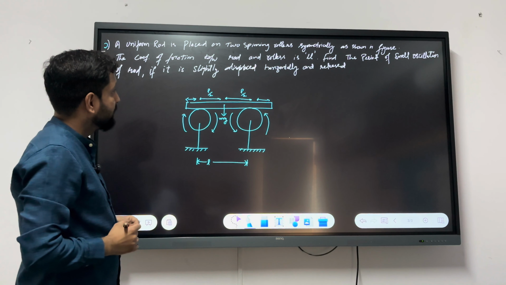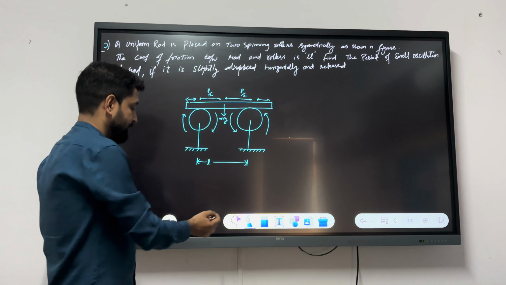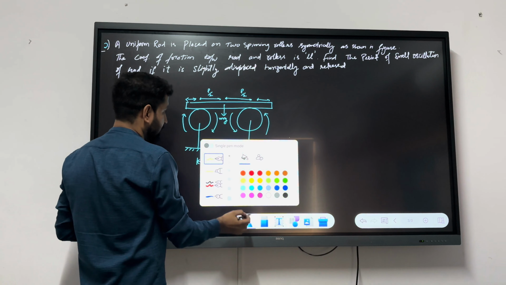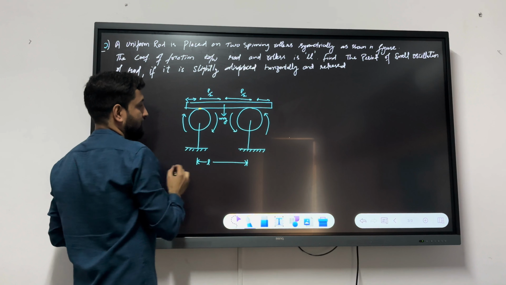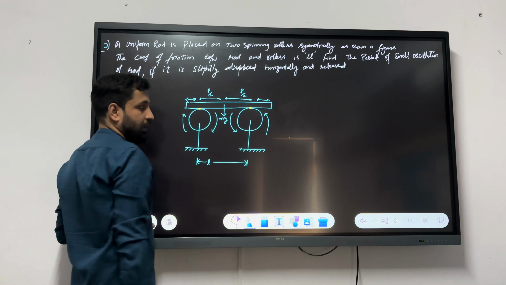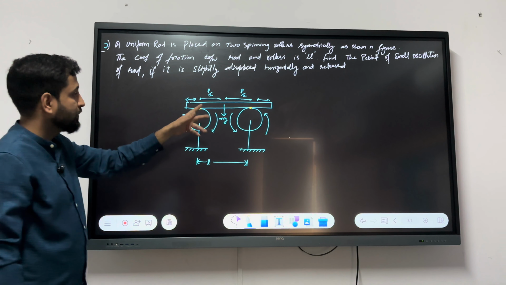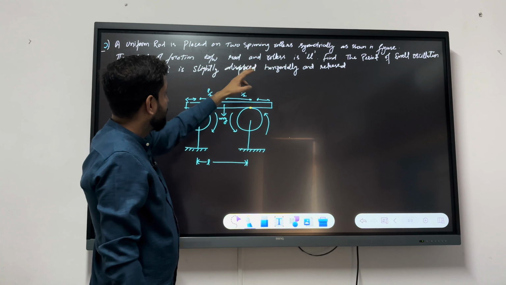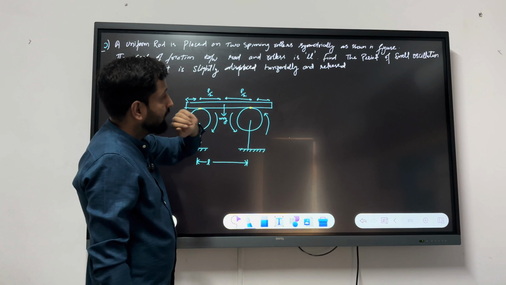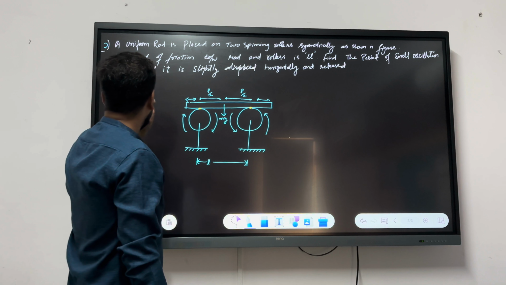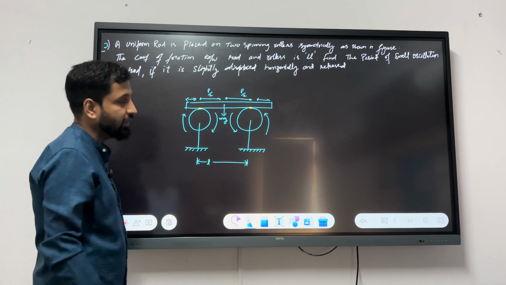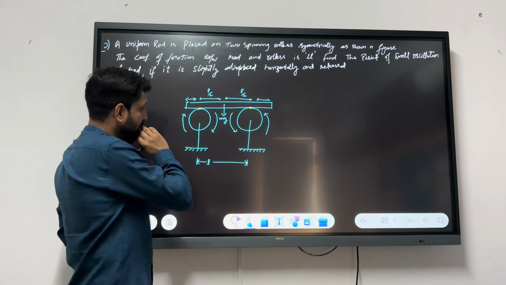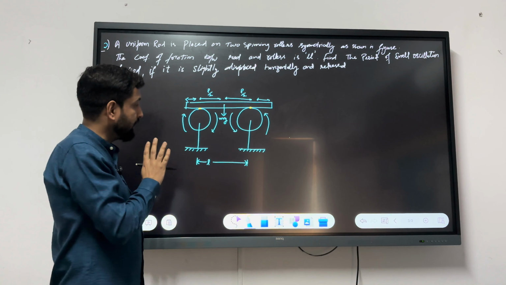The coefficient of friction between the rod and rollers is mu. So we are given friction between the rollers and the rod, and the coefficient of friction is mu, the same on both sides. We have to find the period of oscillation of the rod if it is slightly displaced horizontally and released. This position is actually an equilibrium position.